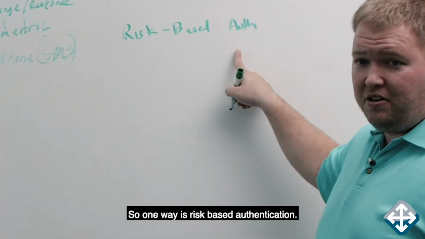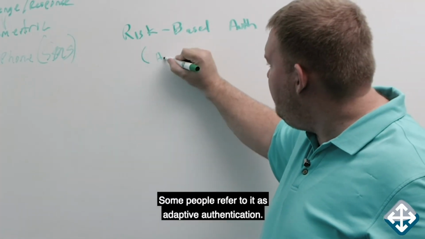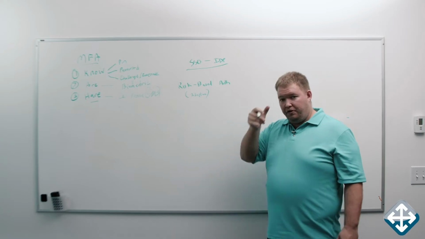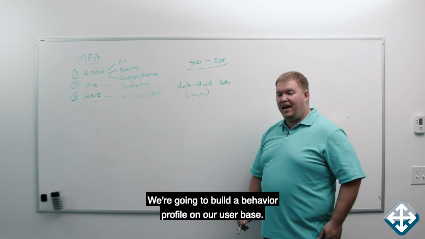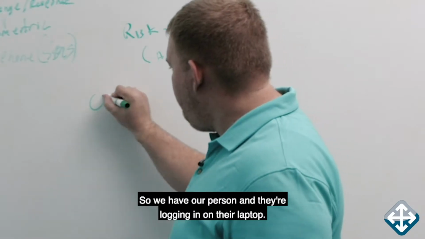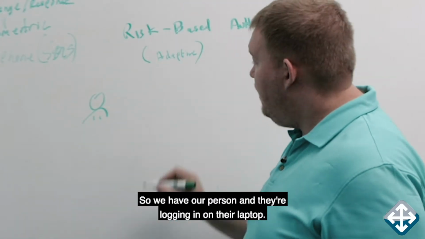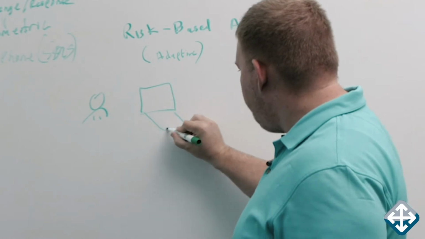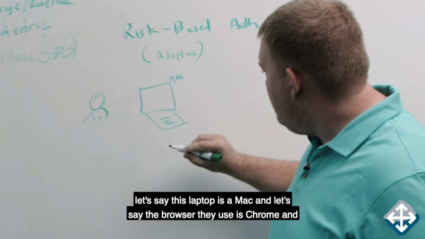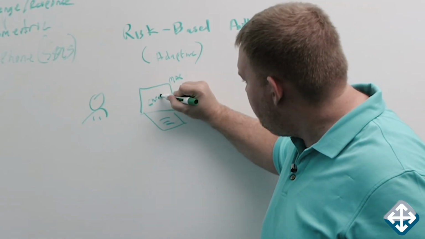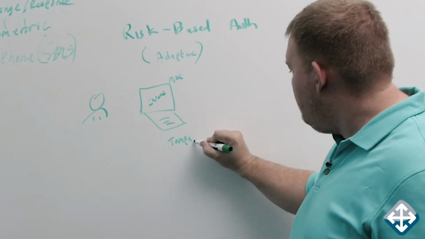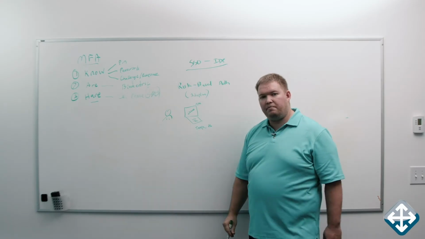So one way is risk-based authentication. Some people refer to it as adaptive authentication. Here's what we do. We're going to build a behavior profile on our user base. So we have our person, and they're logging in on their laptop. Let's say this laptop is a Mac. And let's say the browser they use is Chrome. And let's say they're logging in from Tampa, Florida, because that's where they work.